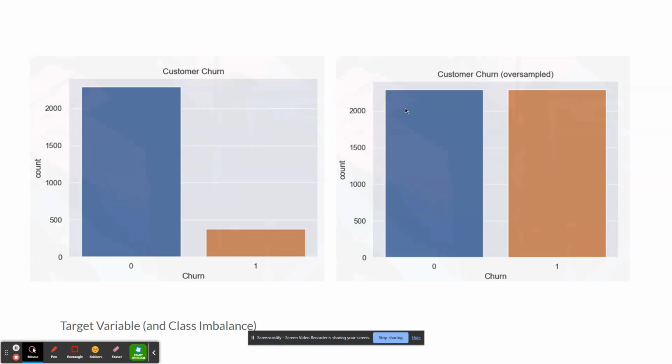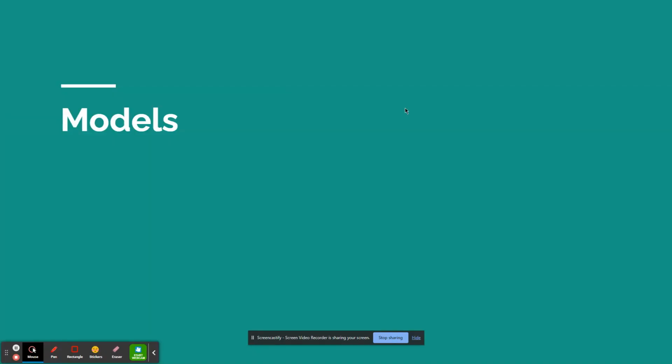And finally, let's look at the target variable. It looks like there's a class imbalance. There's drastically more people that stay with the company than the people that leave the company. So we will oversample to equalize both classes.